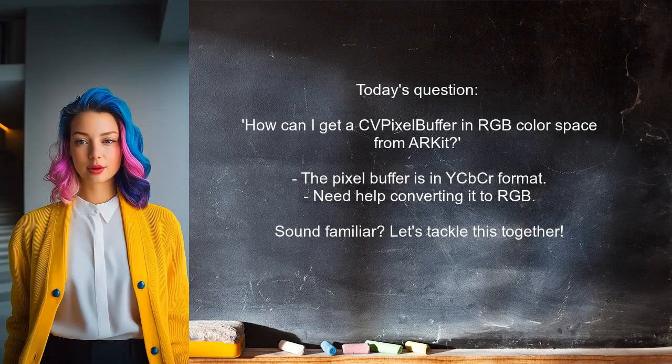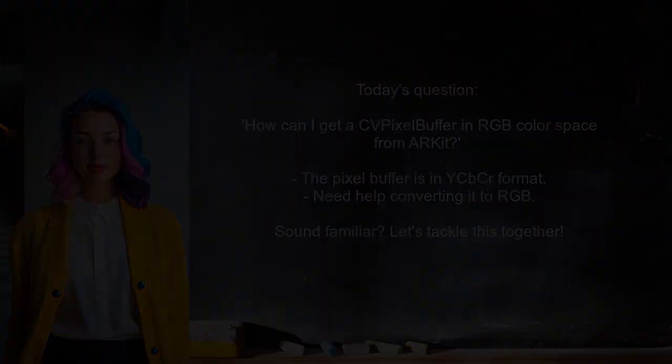Here's the specific question we're addressing today. One user asked, how can I get a CVPixelBuffer in RGB color space from ARKit? They mentioned that the pixel buffer they receive is in YCbCr format and they need help converting it to RGB. Sound familiar? Let's tackle this together.